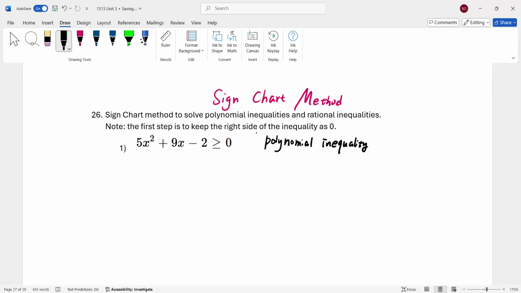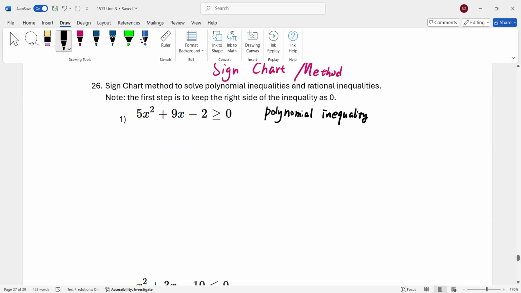And this inequality is already in the standard form. The standard form of a polynomial inequality is: on the right side, we have 0. On the left side, we have a polynomial function. We are going to solve this inequality, all right? Every time we solve a polynomial inequality or rational inequality, the first thing is to rewrite the inequality in the standard form if it's not yet in the standard form. And this problem is already in the standard form, so we are fine.